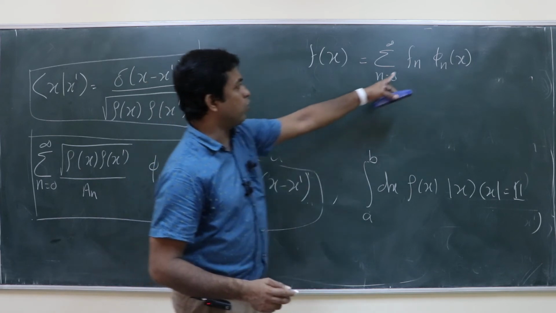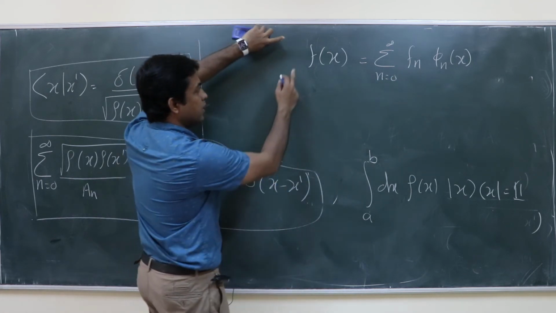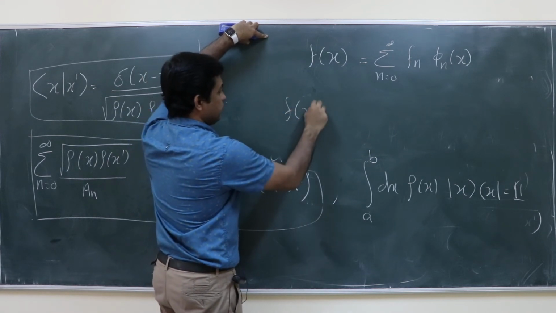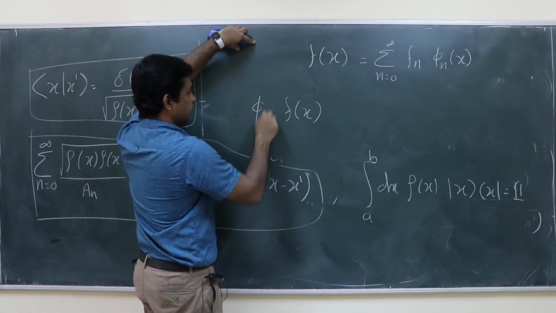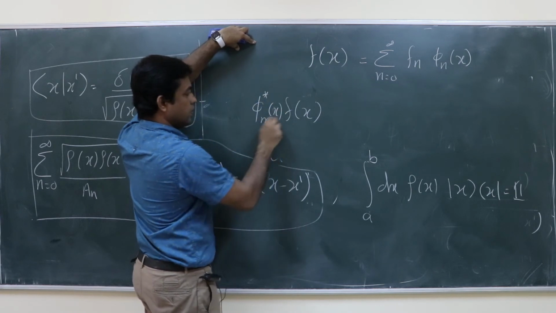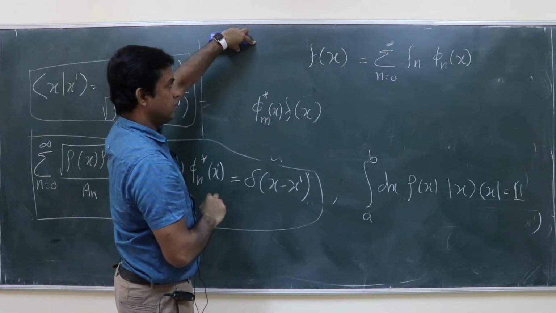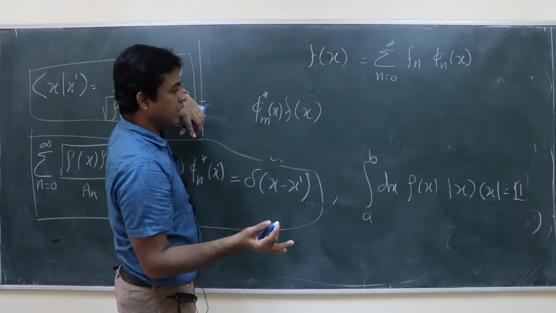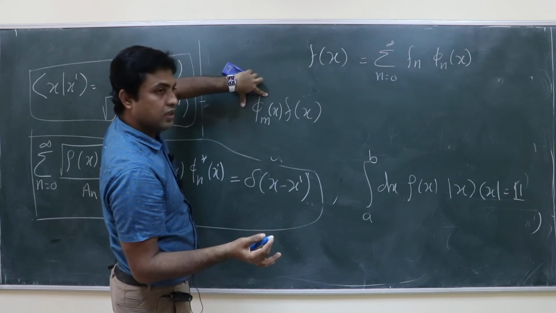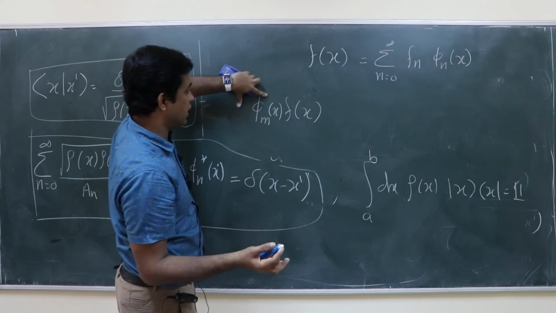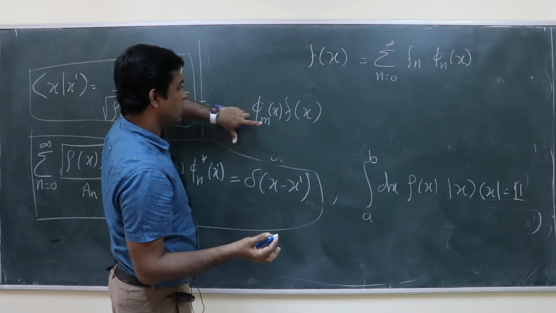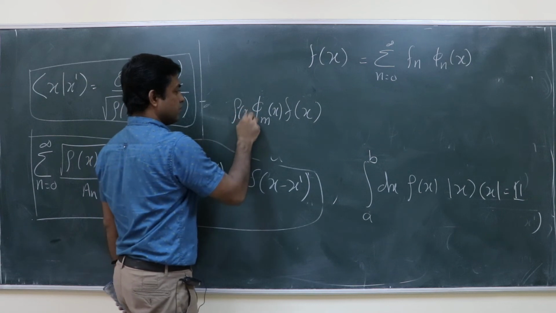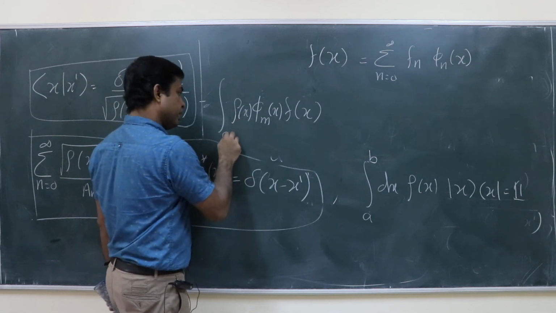So you want f n out of this. What we will do is multiply this with phi m star. From now onwards let us just think about real functions and real polynomials; let us not worry about the complex part now. So I multiply with phi m of x, then multiply with rho of x, then integrate from a to b.